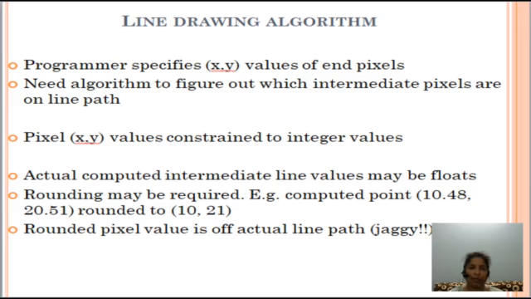Pixel x, y values are constrained to integer values. During actual computation, the values may be floating point numbers, but before plotting, we have to round off those values. Because of this rounding off, the lines produced may be jaggy. So it may produce jagged lines.